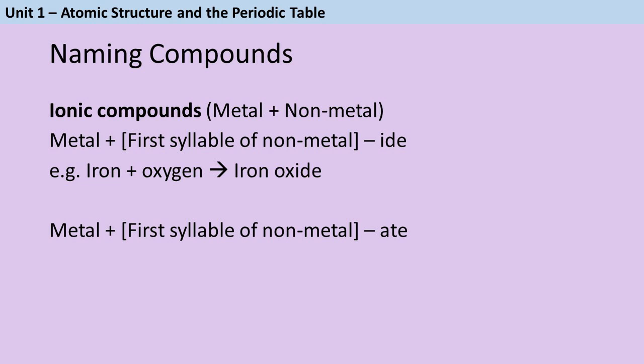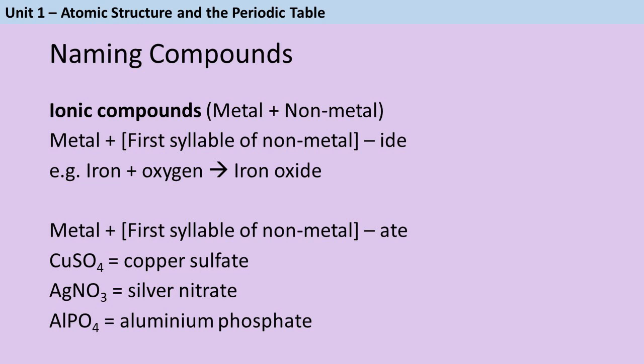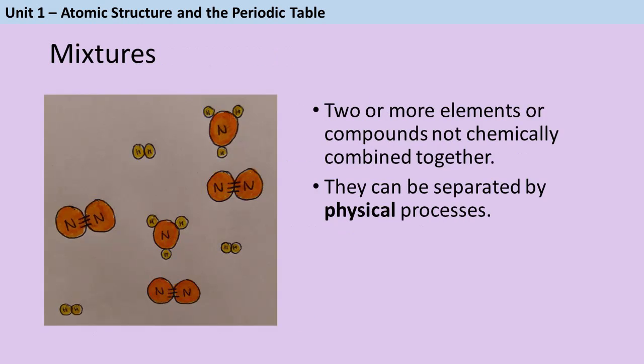Now the second rule is for if you have three elements and one of them is oxygen. So you start off exactly the same, you add the first syllable of the non-metal, and then you put "ate" on the end to signify that there's oxygen involved. So if we've got copper, sulfur and oxygen, we've now got copper sulfate. If we've got silver, nitrogen and oxygen, we've got silver nitrate. And if we've got aluminium, phosphorus and oxygen, we've got aluminium phosphate.